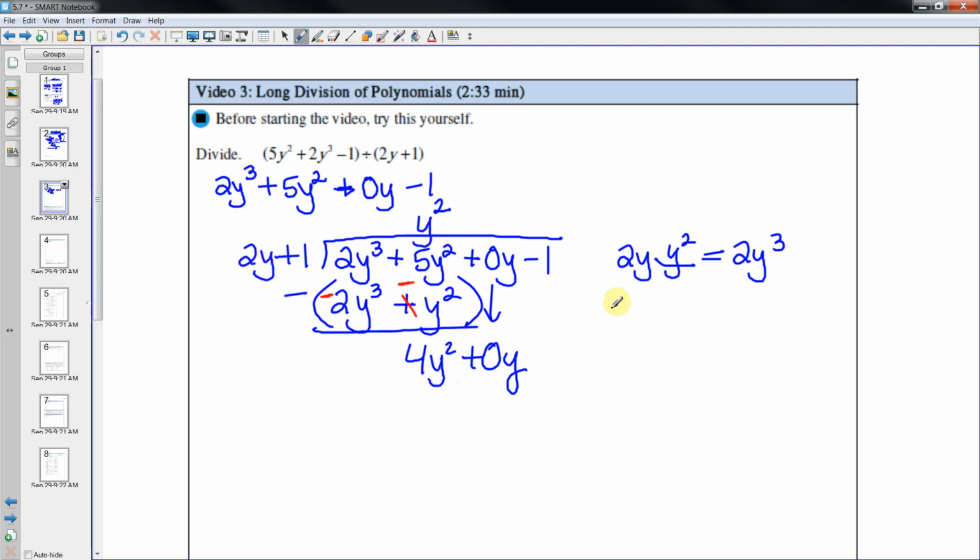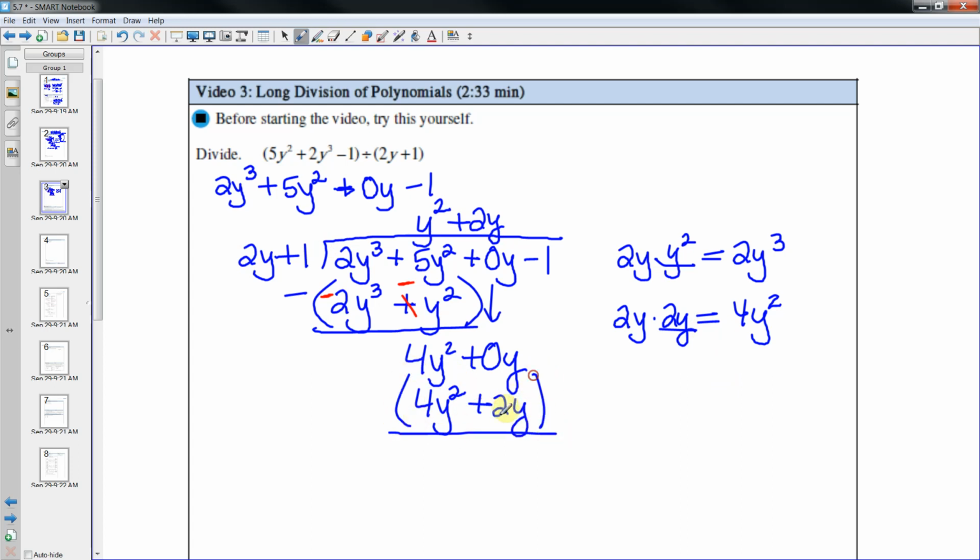So now I need to start over. So 2y times blank equals 4y squared. So 2 times 2 is 4. Y to a y squared I need to multiply by y. So plus 2y. So 2y times 2y is 4y squared. 2y times a 1 is a plus 2y. Subtract off, so that's going to change those signs to a negative and a negative. 4y squareds cancel. 0 minus 2y is a minus 2y. Bring down the negative 1.